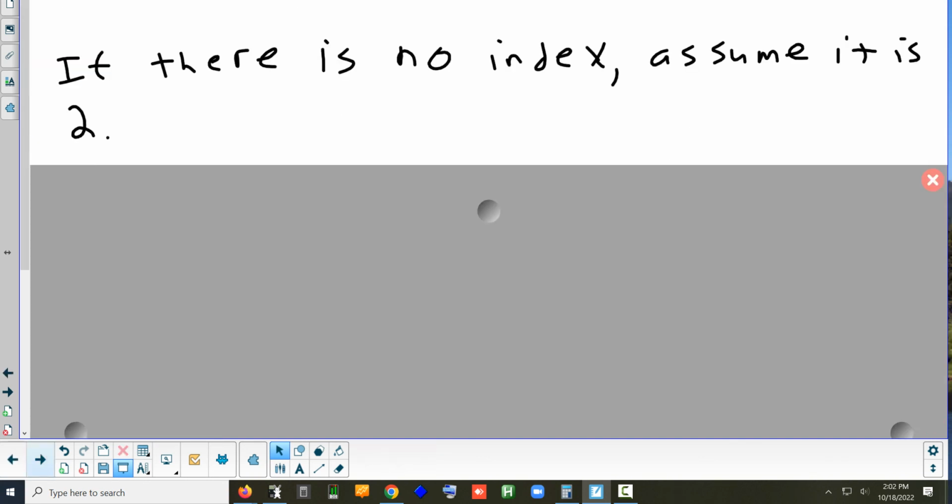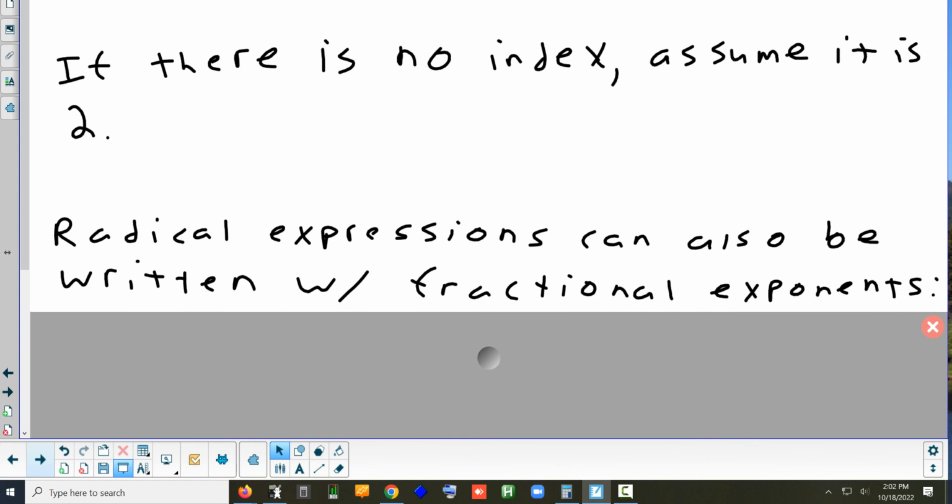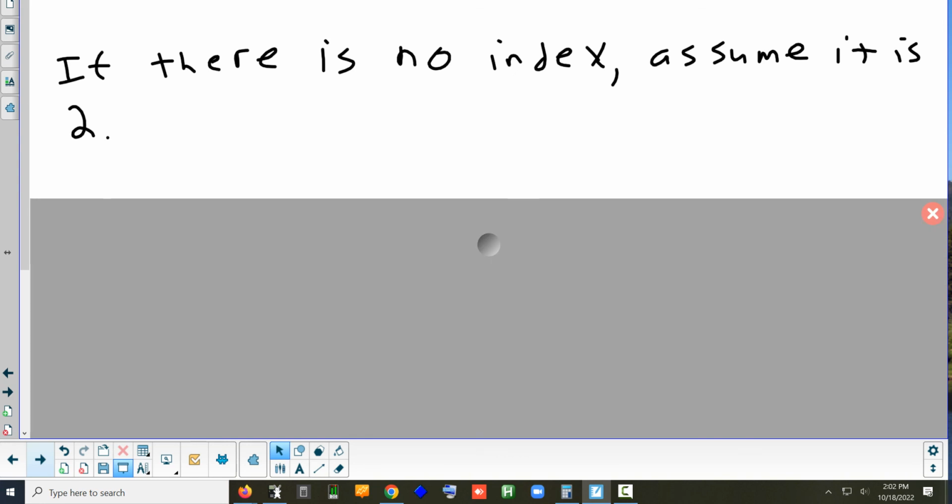Okay. If there is no index, if you just write something like that, we always assume that that is a square root and it has an index of 2. So square roots never put the number in for the index. They leave it blank.